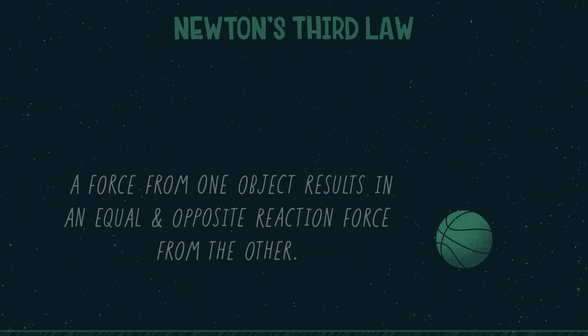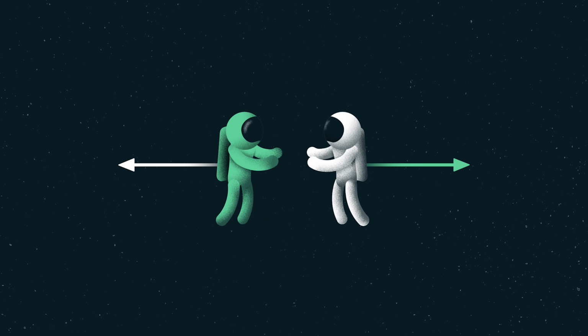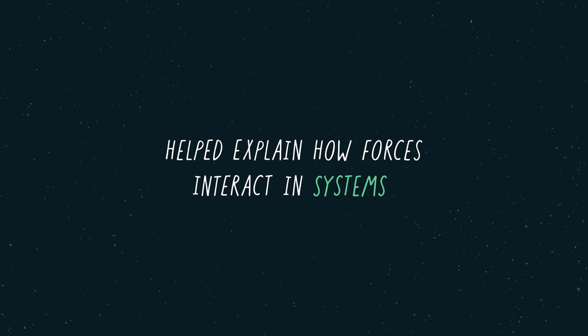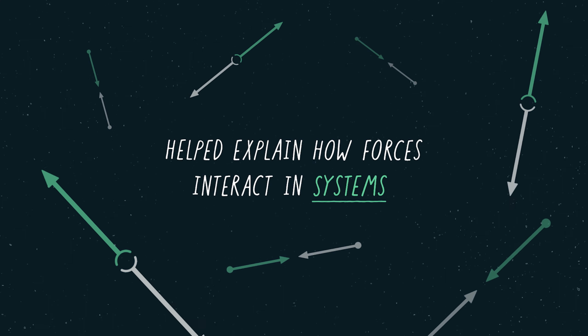For example, if one astronaut floating in space pushes his friend, both astronauts will move away from each other. This law was vital to understanding how gravity and forces in general behaved in systems. Let's look at a falling object, like Newton's apple, and apply what we've learned.